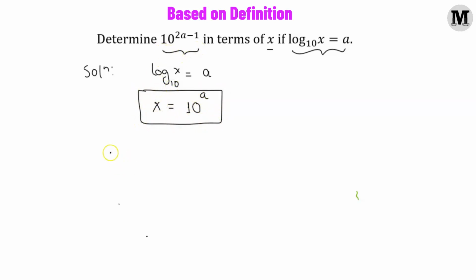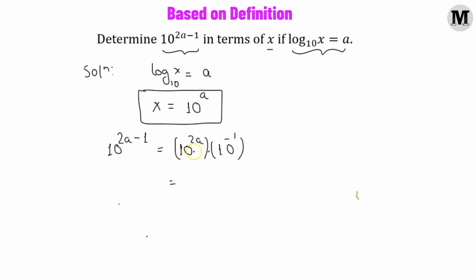Now we have this expression 10 raised to the power of 2a minus 1. Here we need to express it in terms of x. So let's break it down. So we have 10 raised to the power of 2a, and then minus 1. That means this can be written as 10 raised to the power of 2a times 10 raised to the power of negative 1. So we have separated the indices.